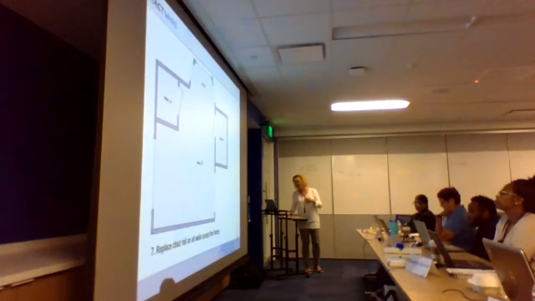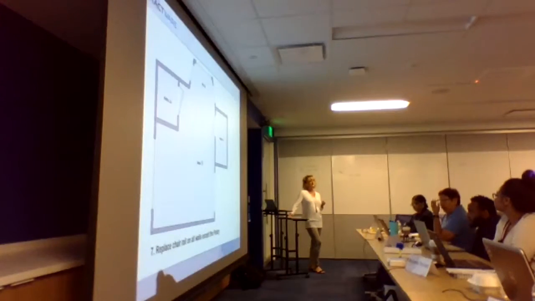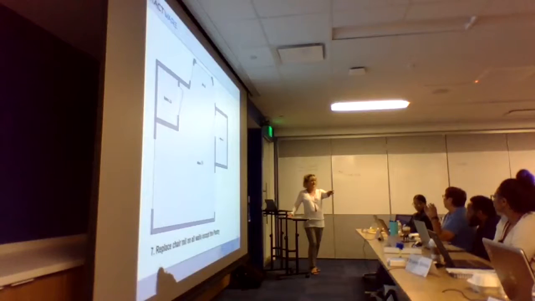Replace chair rail on the walls except the pantry. Now, how do you think I'm going to calculate chair rail? Linear feet. Say it louder. Like the floor. Like the floor. And what did we use for the code for the floor?